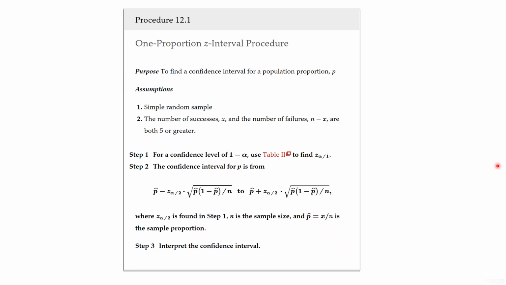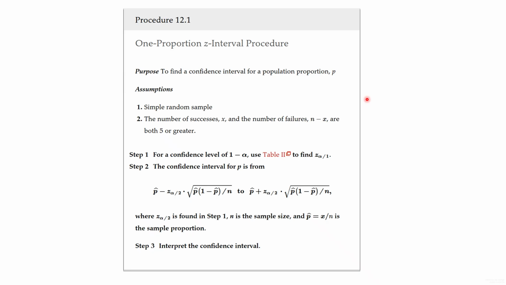Of course, we will find a confidence level of 1 minus alpha using our Z table. So we're going back to the classic table 2, easy to use. And then we've got our confidence interval procedure here. It will be P hat minus and plus Z alpha divided by 2 multiplied by the square root of P hat times 1 minus P hat, or Q hat, divided by N. Z alpha over 2 is found in step 1 for your confidence level, and P hat equals X divided by N as the sample proportion.